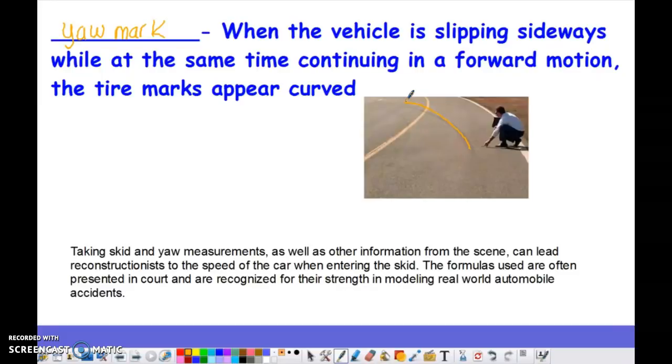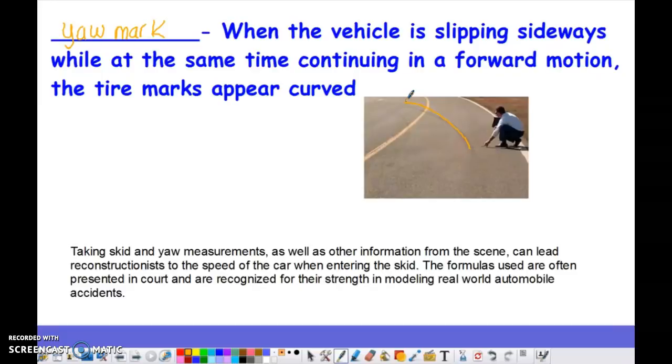It's going to give you this nice curved mark, that we call a yaw mark. So a skid mark is a nice straight mark on the road. A yaw mark is a nice curved mark on the road. And again, yaw marks happen when the car is sliding sideways. Looking at the yaw marks and looking at the skid marks are all super important because reconstructionists can determine the speed that the car was going by just looking at those marks on the road.